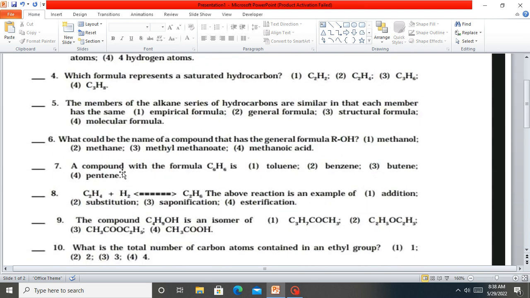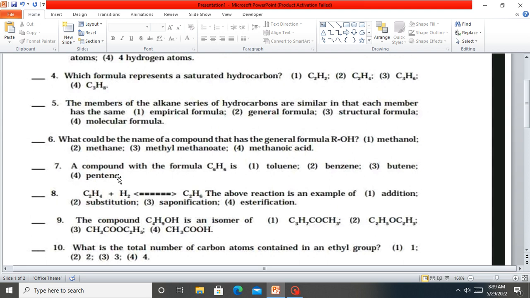A compound has this general formula. Is it toluene? Is it benzene? Is it a butene or a pentene? CnHn is the general formula for benzene compounds. So this one is benzene.